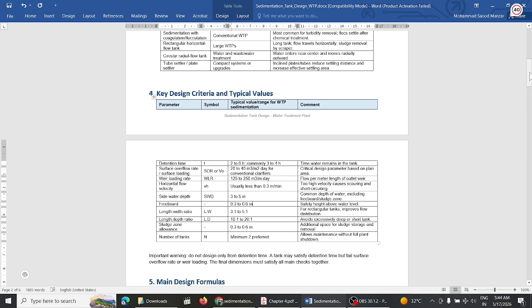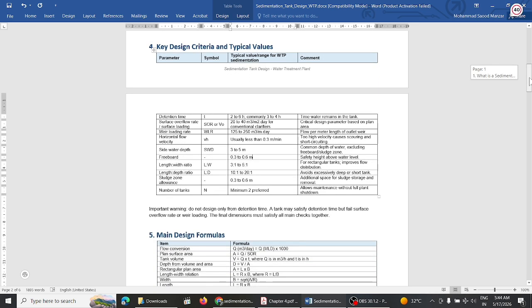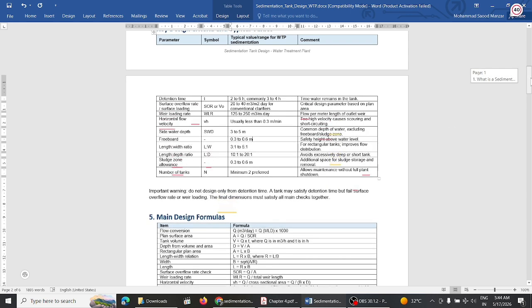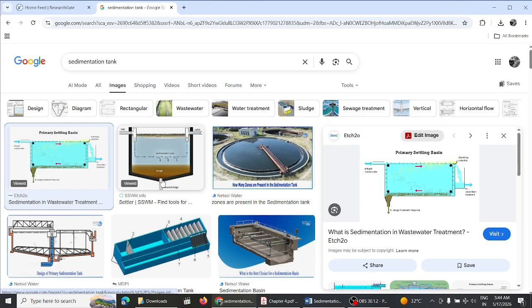This will be added to the depth or height of the tank. Length to width ratio is 3:1 to 5:1, and this is for the rectangular tanks. Now length to depth ratio is 10:1 to 20:1. And the sludge zone is for this zone.